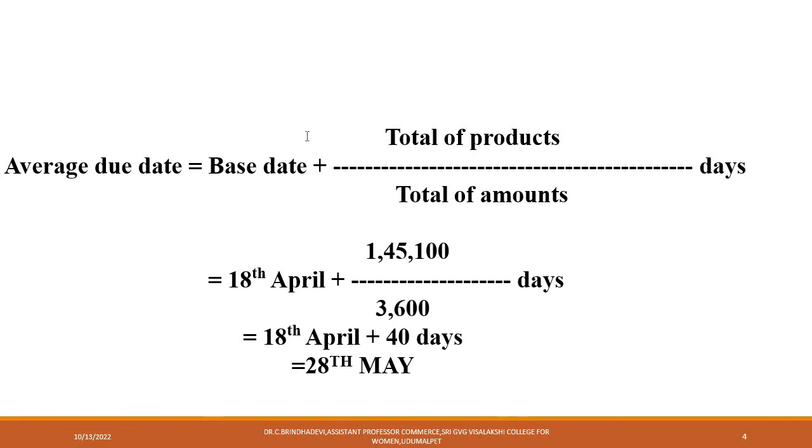What is the base date for this problem? It is 18th April. Plus what is the total product amount that we have found out? It is 1,45,100. What is the total amount? It is 3,600. So 18th April plus 40 days. After 18th April, you have to add 40 days. That is said to be your average due date. If we add 40 days, it leads to the month of May. It falls on the day of 28th. So the average due date for this particular problem is 28th May.